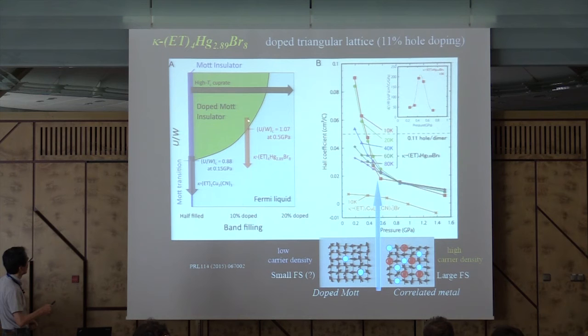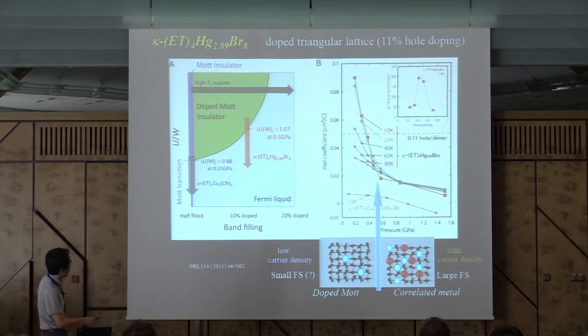And this is the Hall coefficient. Please take a look at the low temperature data, 10 Kelvin. At 10 Kelvin, the Hall coefficient is large at low pressures, and then sharply decreases, and around 0.5 gigapascal it levels off. So this means that in these regions there is high carrier density, maybe the large Fermi surface, which we are familiar with in other cuprate materials, and this is the 10 Kelvin superconductor. If the data is shifted here, its behavior is similar.